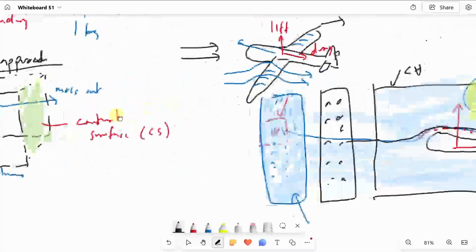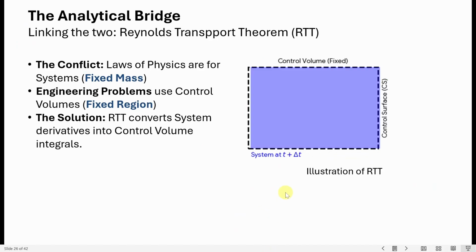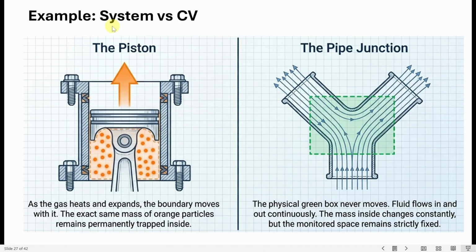So this is just an introduction of these two different approaches and why usually in fluid mechanics we will choose the control volume approach. Okay, so this is the same example that I used when analyzing a piston in a cylinder in an engine, for example. The gas expands and there's expansion and compression of the gas, and although the boundary moves, we still have the exact same mass. The mass doesn't change, and it's permanently trapped inside the cylinder between the cylinder and the piston. So this is a closed system.